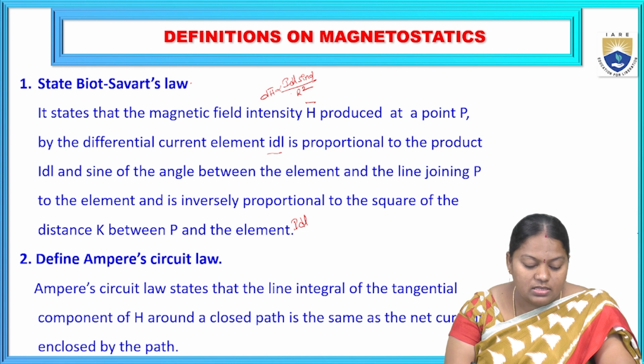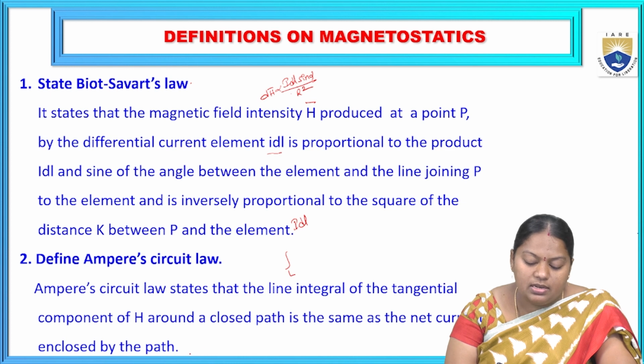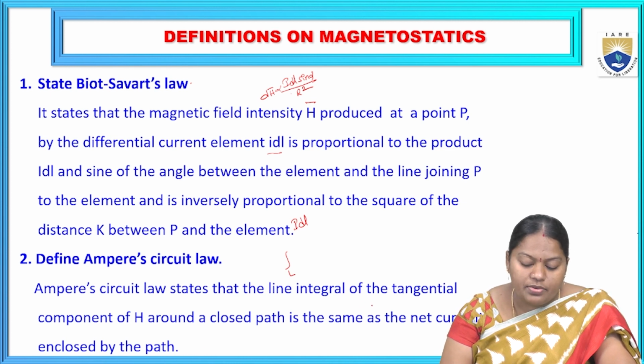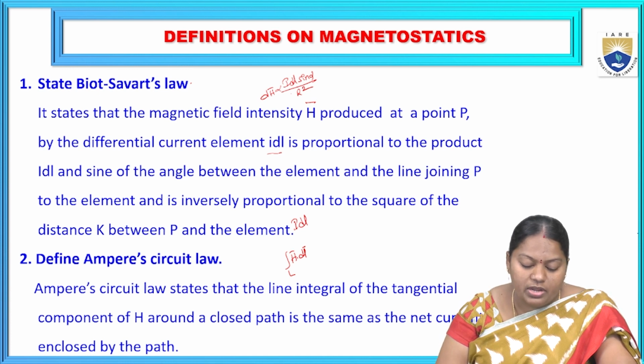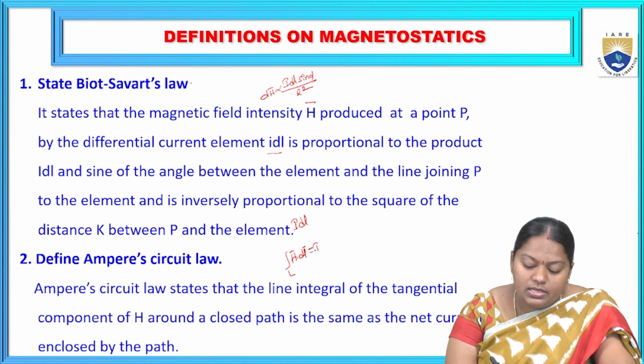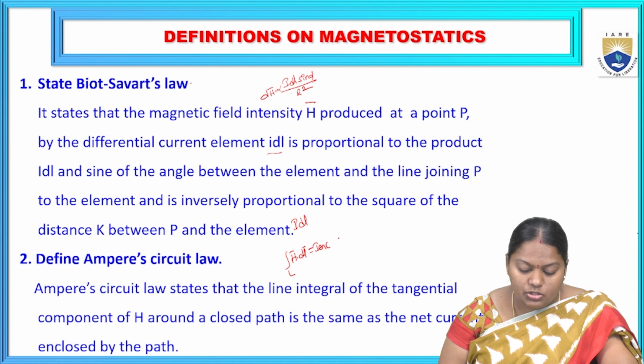electrostatic fields. Next, define Ampere's circuit law. Ampere's circuit law states that the line integral of the tangential component of H around a closed path is the same as the net current enclosed by that path. That means the line integral of the tangential component of H, the integral over L of H dot dl, where H is a vector and dl is also a vector. So, I enclosed is equal to the integral over L of H dot dl.